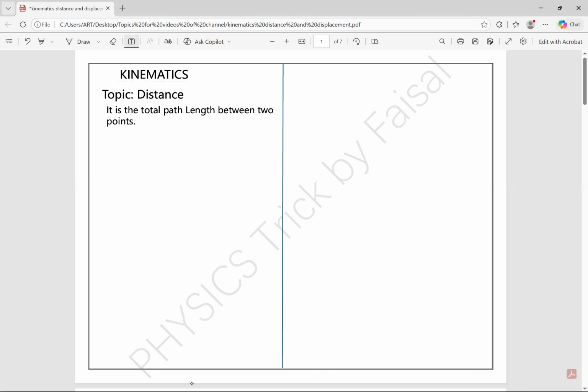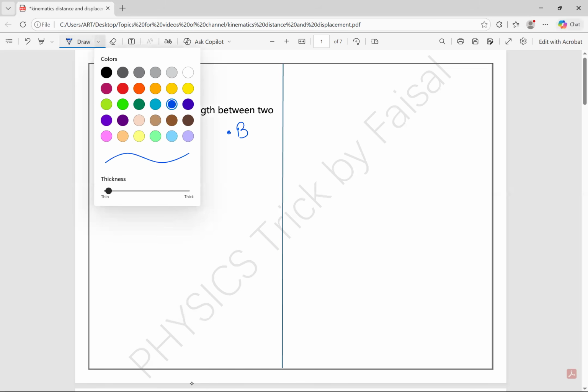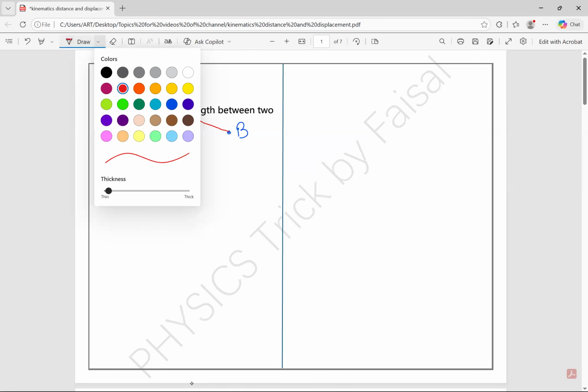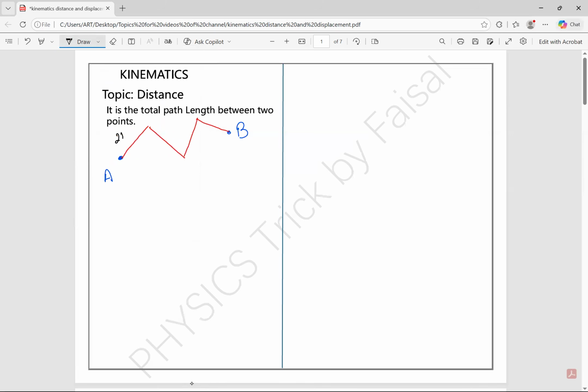For example, if we draw the diagram, if this is point A and this is point B, and a car is traveling from point A to B through different roads, you can say the car is moving in this direction, and then it is moving in this direction, then again in one direction, and then it is reaching point B. And if the car is traveling through this zigzag path to point B, and the distances are, this is 2 kilometers, this distance is 3 kilometers, further it is 2 kilometers, and finally it is 1 kilometer.